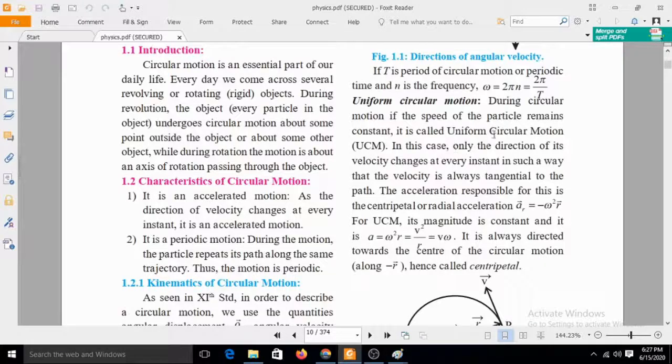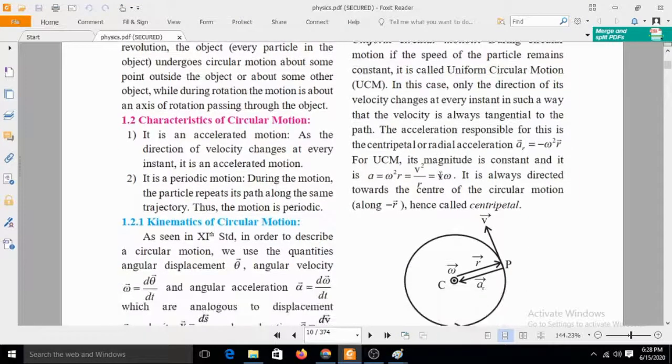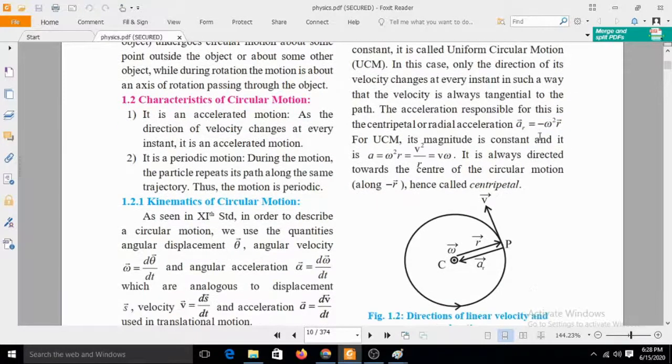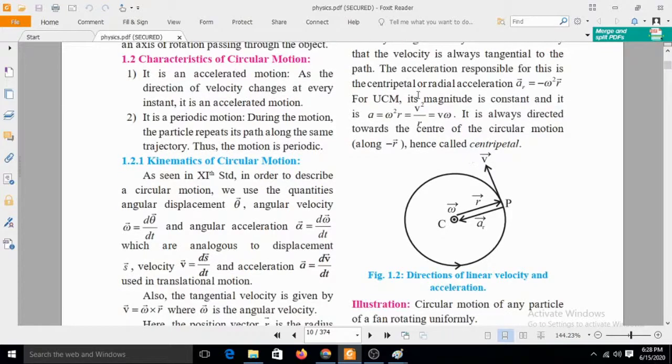So this is all given the same, that the speed of the particle's motion remains constant. If it remains constant in a particular trajectory path at the same speed, then it is a uniform circular motion, that is, we are telling as UCM. Again, the radial acceleration part gives that a is equal to minus omega square r. If the formula is given, then UCM is always constant, and it is a is equal to omega square r.